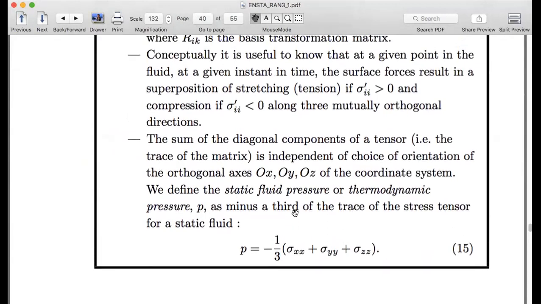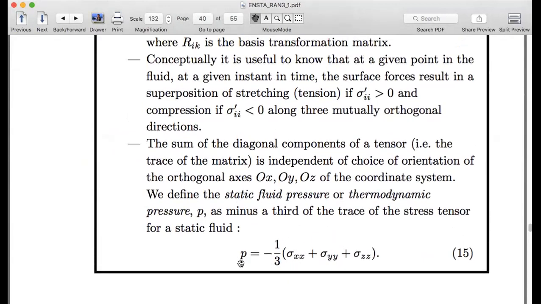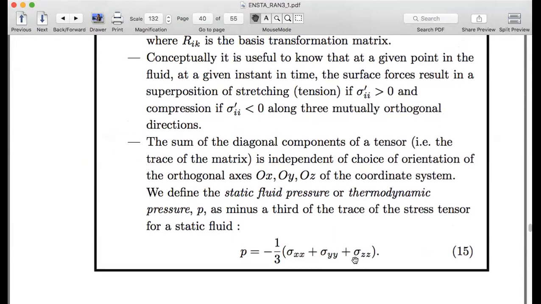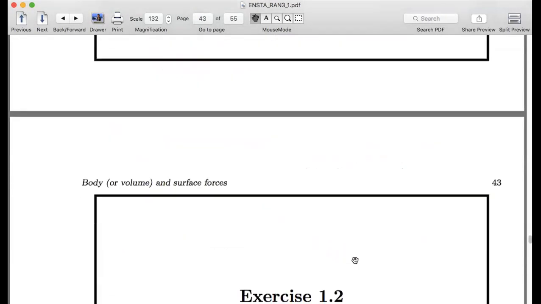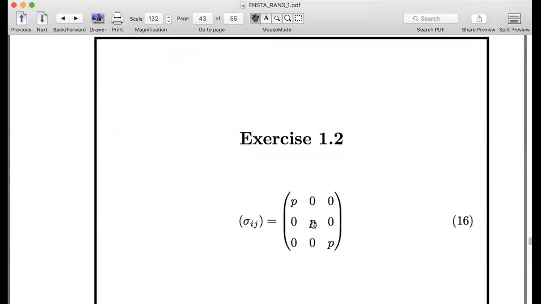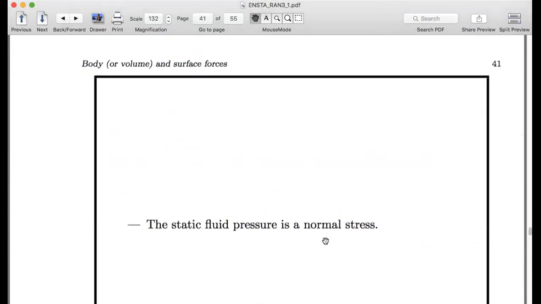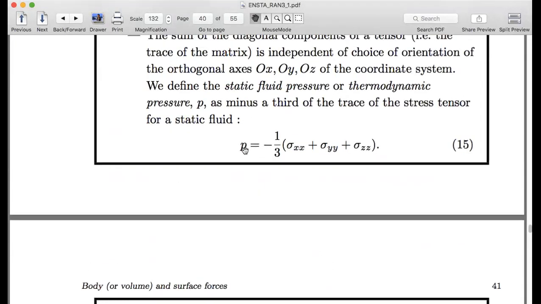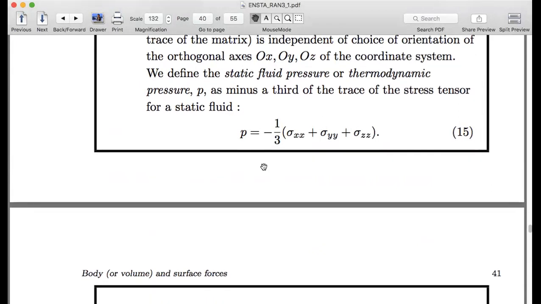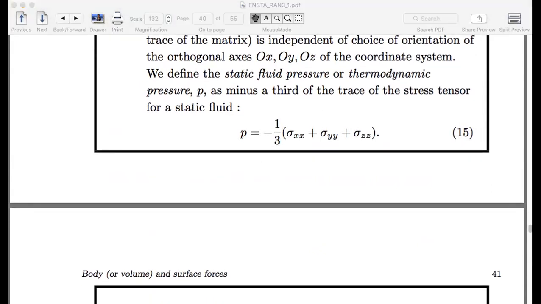Well, one thing we could simply do is apply this rule here. The pressure equals minus 1/3 of the trace. So if we do our trace here, we have P plus P plus P is 3P divided by 3, which just gives us P, but we wanted it to be minus P, right? So we should put a minus here. That's the only trick, is the sign.